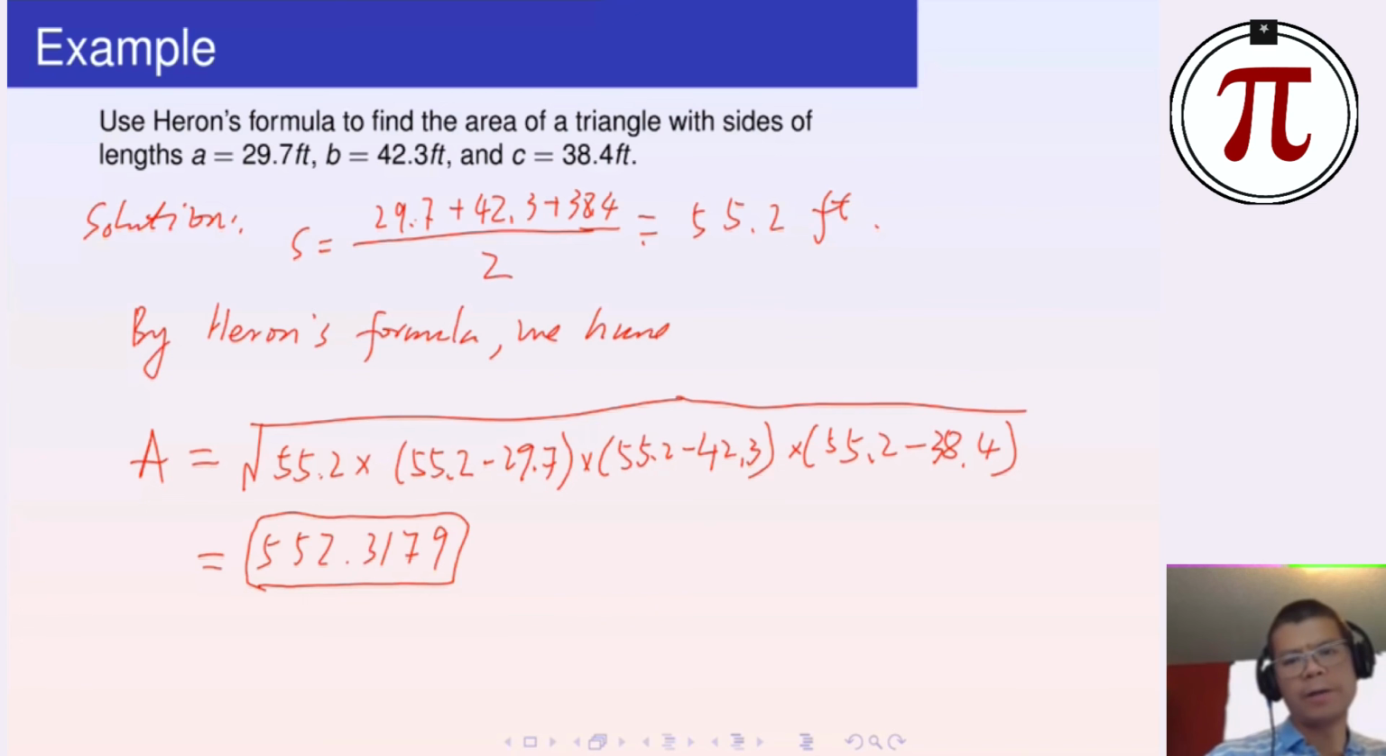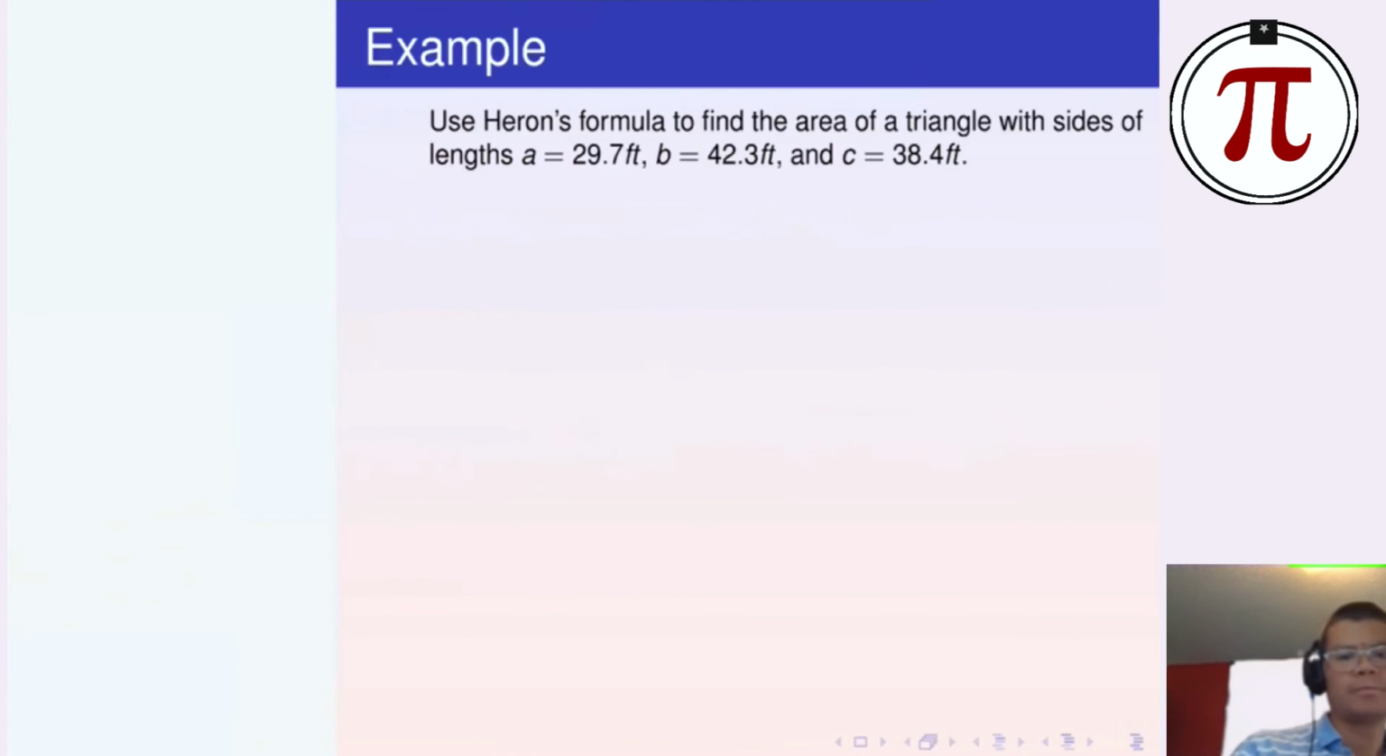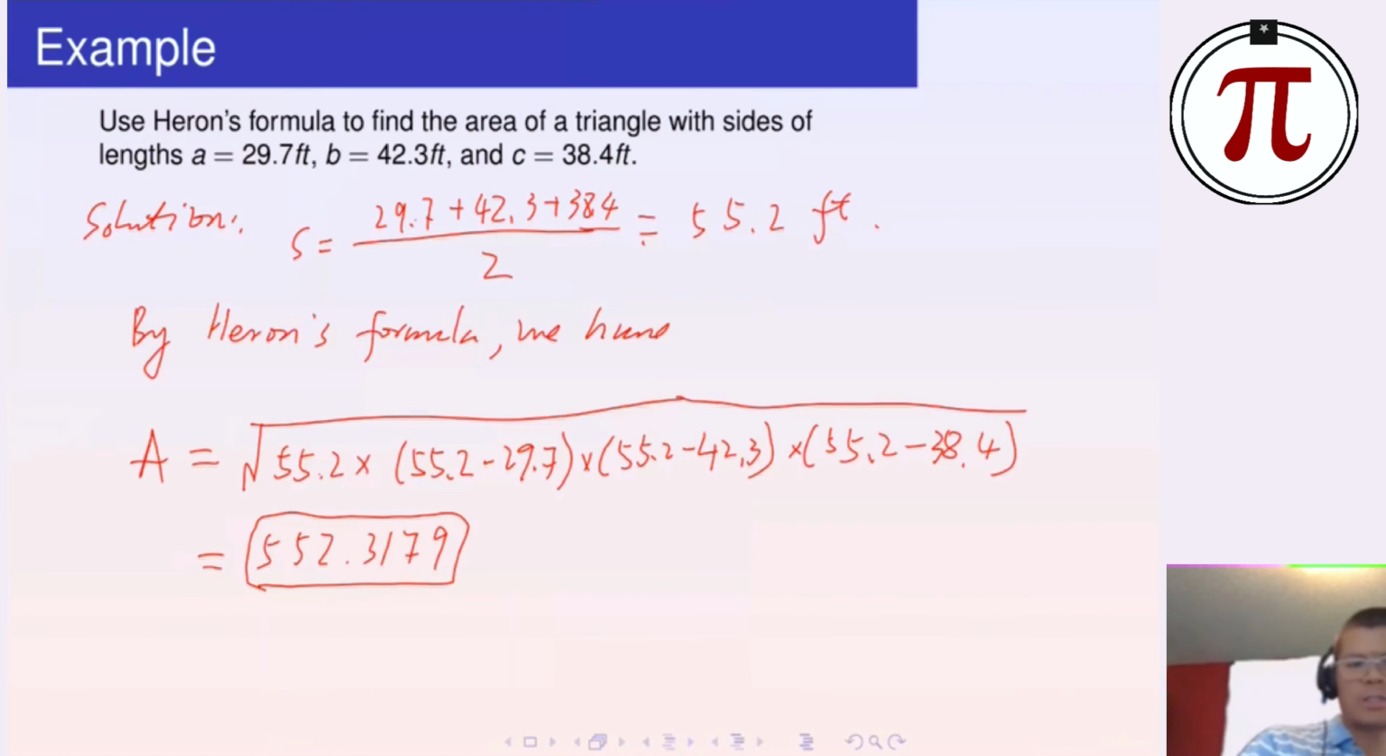But if I say, use Heron's formula to find this, then you have to do that. Like this example, we are told to use Heron's formula, so you have to do that, correct? And if it doesn't say to use Heron's formula, then you can use whatever you want, right?